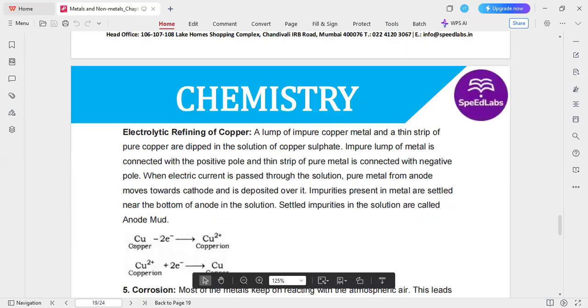You can see the reactions here. At the anode, oxidation means copper will lose 2 electrons and become Cu2+ ion. And at the cathode, reduction: Cu2+ ion will gain 2 electrons and become copper. In this way, we can learn the extraction of metals.